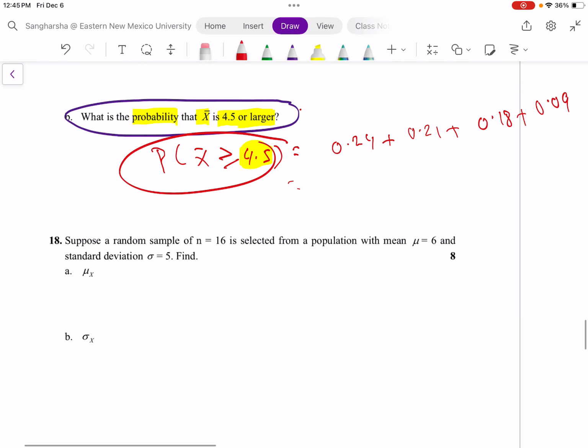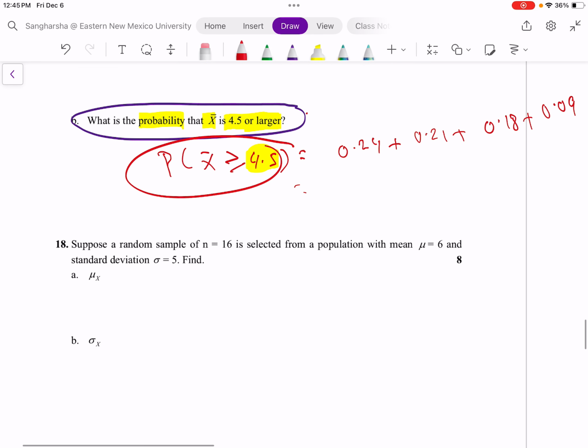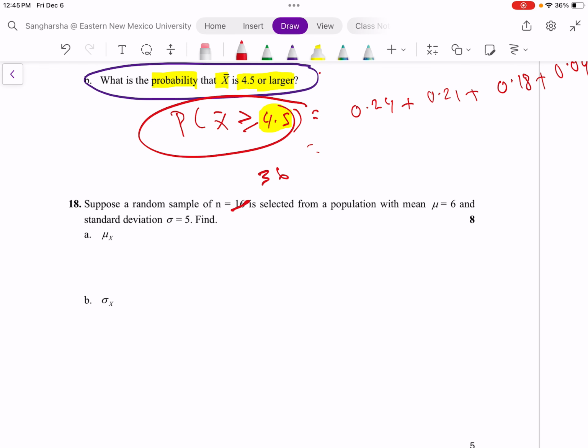Okay, now here, I think I should have given a larger sample size. So let me take a sample size like 36. Now we have a sample size 36 from a population. The mean of the population is 6. The standard deviation of the population is 5, and you are asked to find mu of x bar. This is not x, so this is mu of x bar. Mu of x bar means the mean of the sampling distribution of x bar.